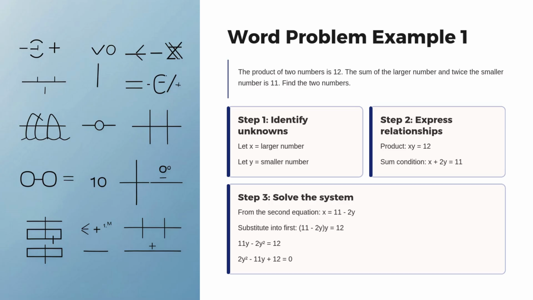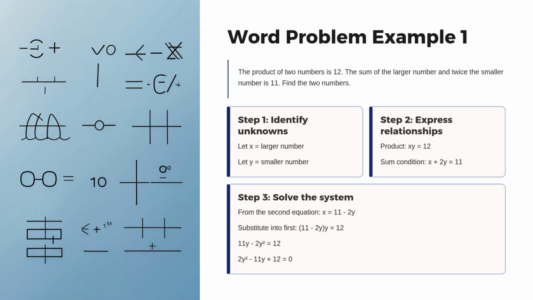Step 3. Solve the system. From the second equation, x plus 2y equals 11, we can make x the subject, so x equals 11 minus 2y. This follows from subtracting 2y from both sides. Now substitute this value of x into the first equation, x multiplied by y equals 12. This gives (11 minus 2y) multiplied by y equals 12. This is obtained by replacing x with its expression in terms of y. Expanding gives 11y minus 2y squared equals 12. This results from multiplying y by each term inside the bracket.